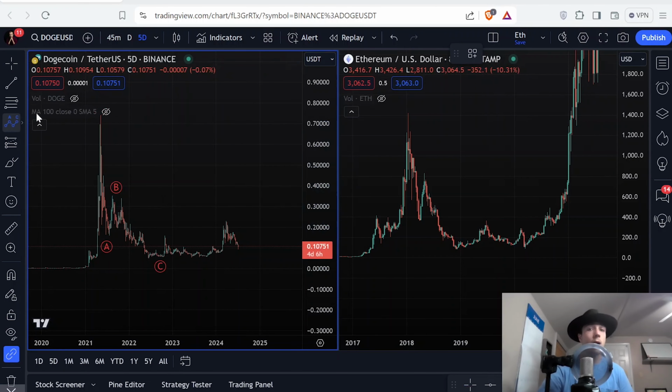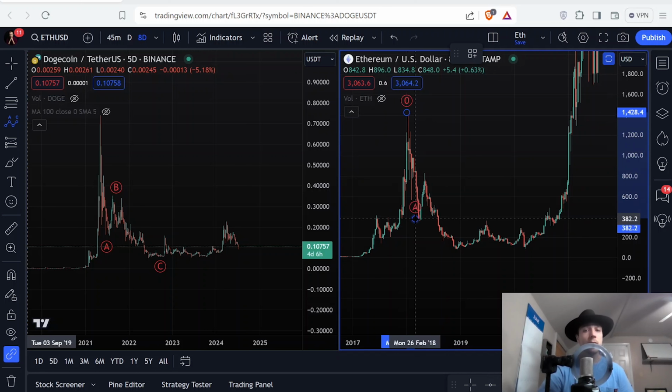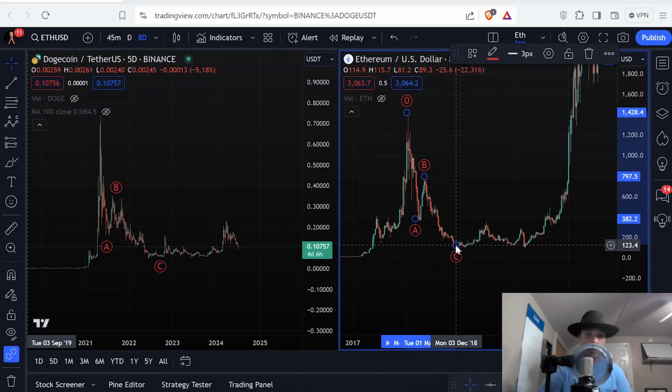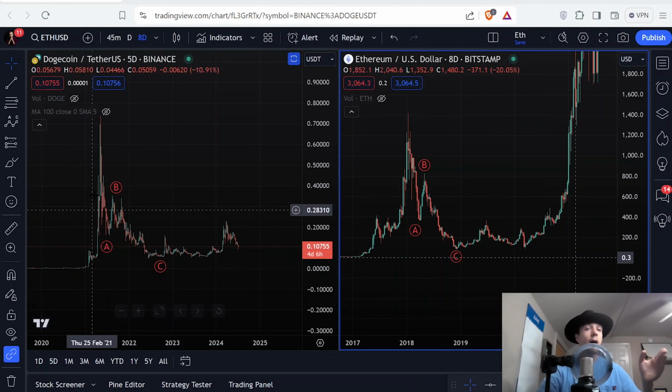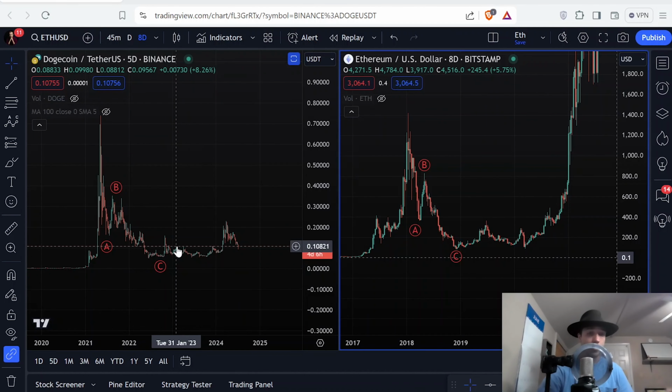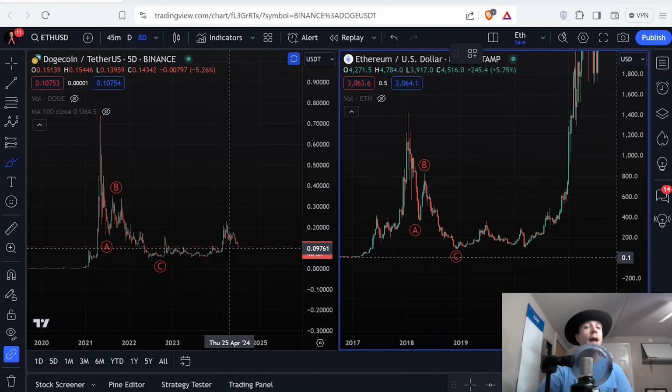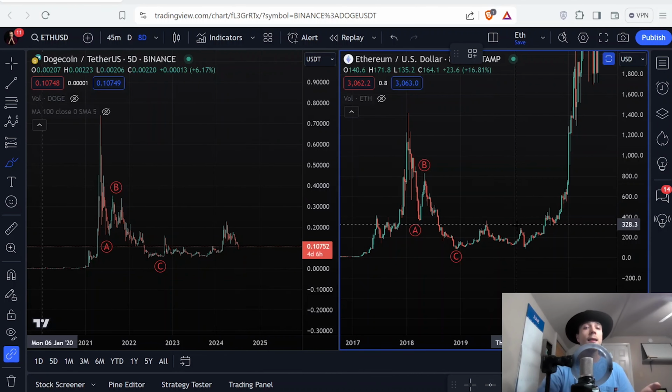On both charts, you can see A wave, B wave, and C wave back down. Both Ethereum and Dogecoin did a perfect market cycle, 5 waves up and an ABC correction back down. Then they went sideways, and then they started to break out into their bull market, and you can see Ethereum really took off here and went nuts.